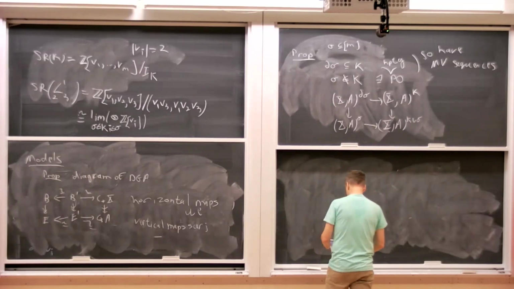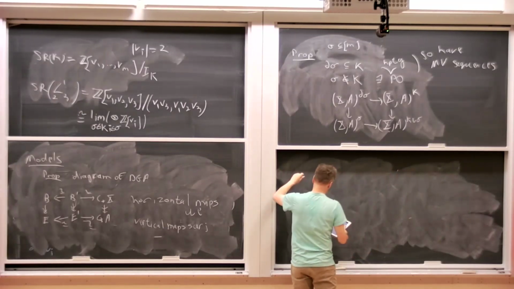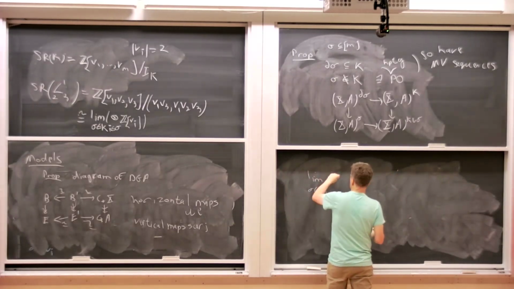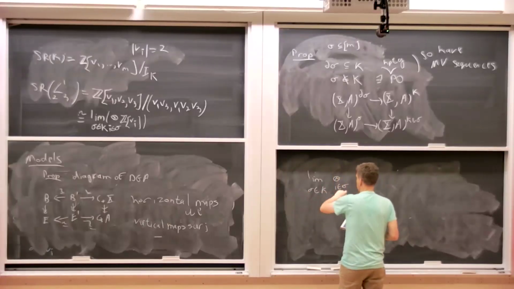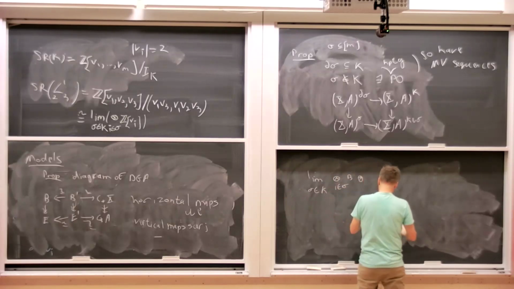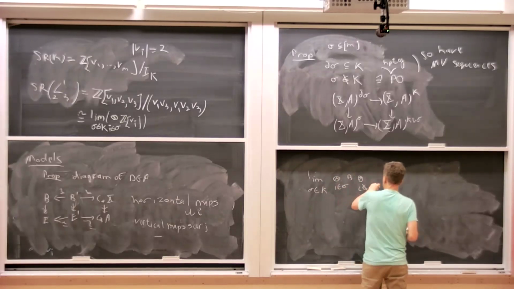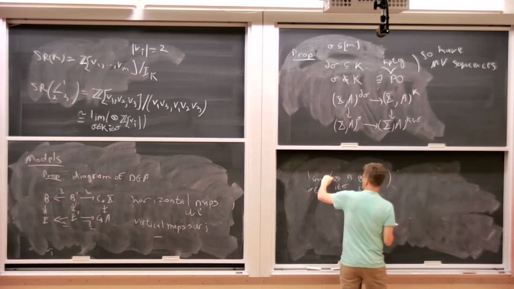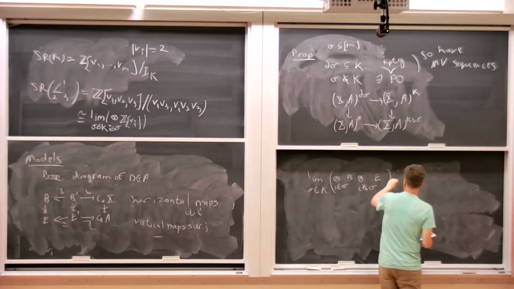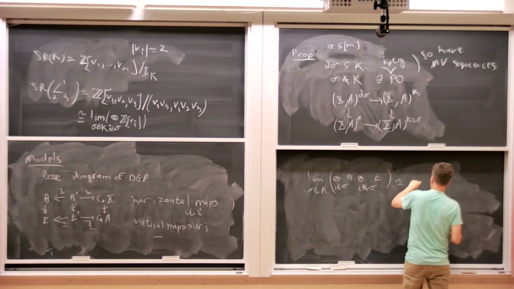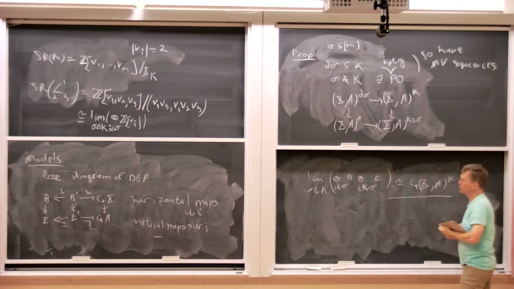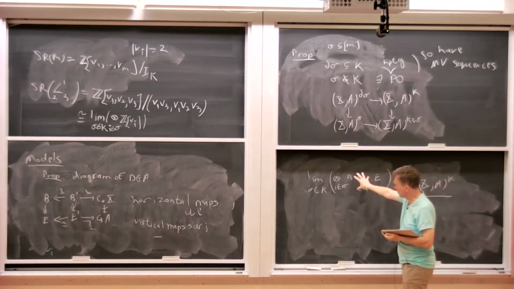So what the result says is that you can replace these things. You'll have that the limit over sigma an element of K of the tensor over i in sigma of B, which corresponds to X, tensor over i not in sigma of the E's, is quasi-isomorphic to C star of (X, A)^K. So you can replace this possibly very big thing with this somewhat smaller thing, because B and E could be very small.